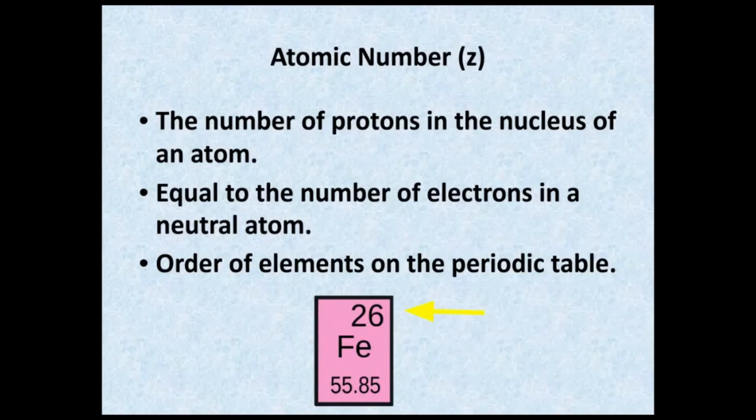And the elements on the periodic table are organized according to atomic number. So when you look at the periodic table and see them listed 1, 2, 3, 4, 5 in order, those are actually the number of protons that each element has.